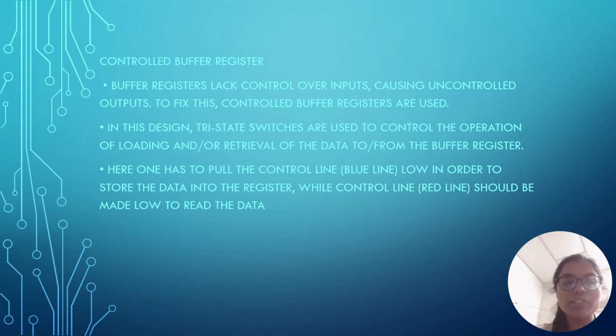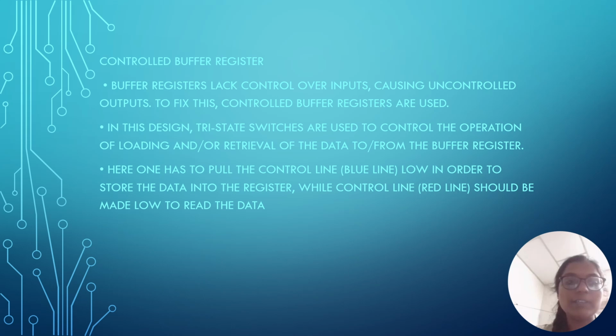Features. These have some features: temporary storage, controlled data flow, synchronization between CPU, memory, and input devices, and prevention of overflow or unwanted data propagation. Where is the CBR used? Memory data register, input or output controllers, direct memory access, pipeline stages in CPU.